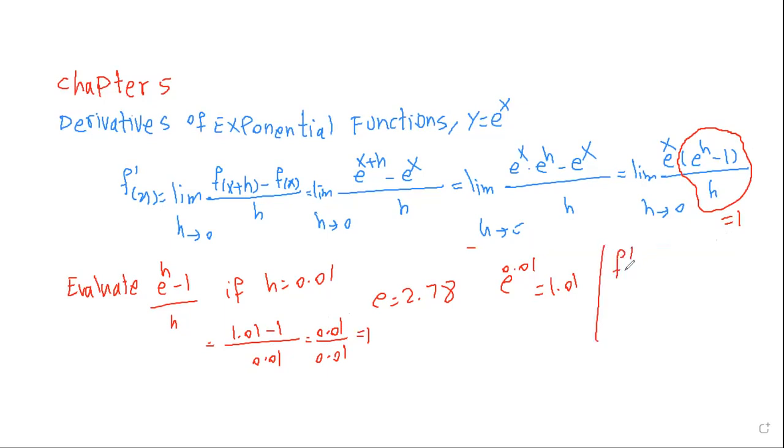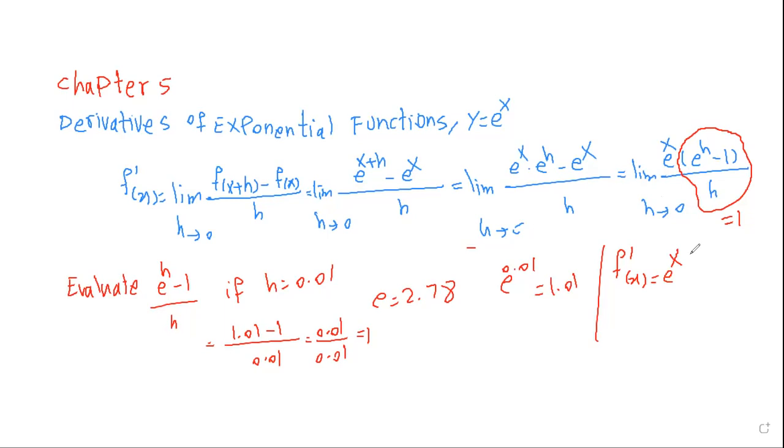f prime x, you see this, can you see the red line? As a result, f prime x is what? e^x. Here, we did it, right? This one. Yeah. Do you need me to explain to you again or you are good?